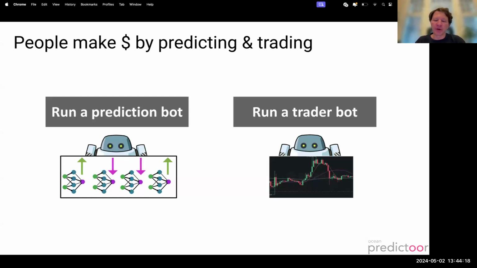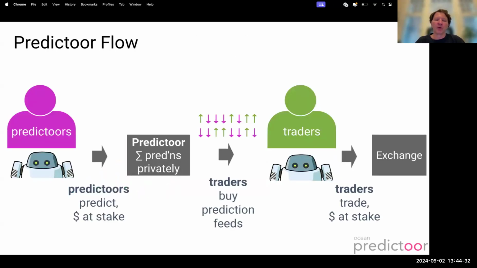And because this is every 5 minutes, and you're typically involving ML, it would be very tedious or near impossible to do this manually, right? So instead, you want to have it where people can run bots easily. Okay. So overall, this is the flow of what's going on.